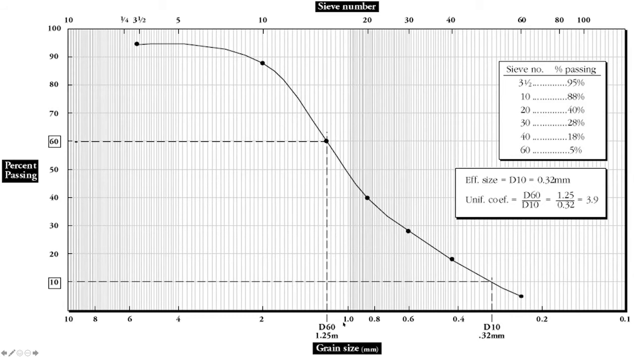And again, you can see the 60th percentile is larger, 1.25 millimeters, and therefore we could also calculate 1.25 millimeters divided by 0.32 millimeters, which would be that uniformity coefficient. Here you can see 1.25 divided by 0.32 would be equal to 3.9. So using data from a sieve test, we can determine the effective size and the uniformity coefficient of a media that's used for filtration purposes.